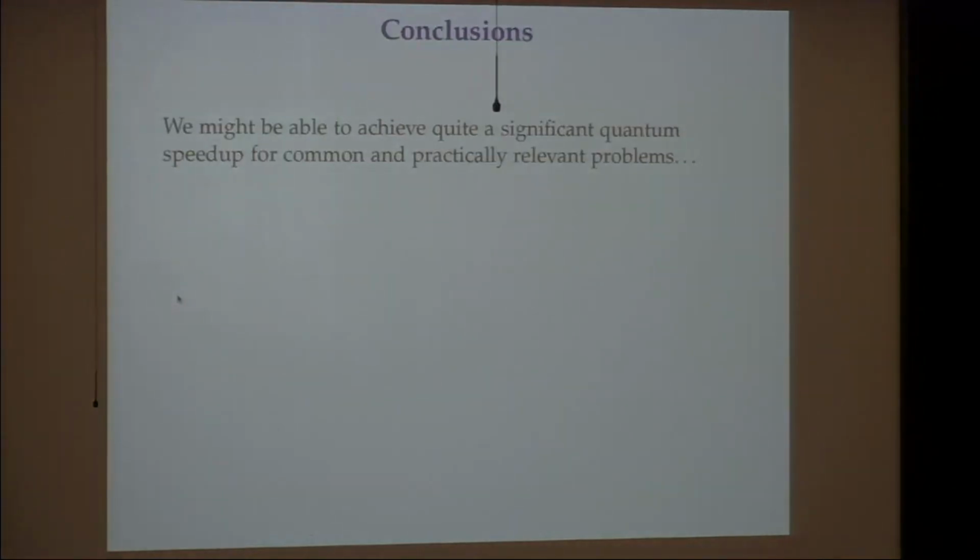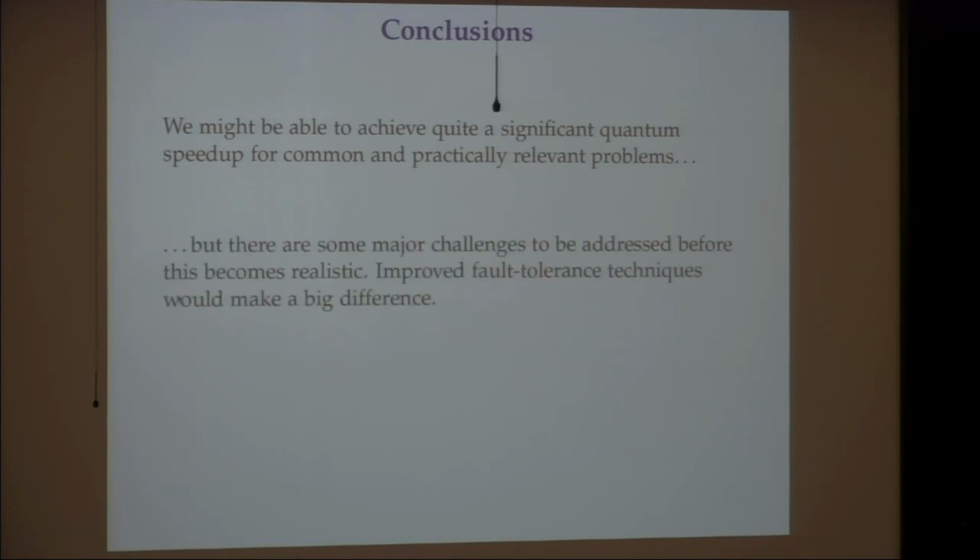Okay, so just to conclude my talk, I'd like to summarize that I think the message is good and bad news. We might be able to achieve a fairly significant quantum speedup for some very common problems that are of some practical relevance, which, at least to me, was not clear when we started this work. It wasn't clear to me that we would see any speedup at all for solving these NP-complete problems with a quantum computer. But on the other hand, there are a lot of challenges we need to solve before we get there. And if we had better fault tolerance techniques, this would really make a big difference. So this is everything I wanted to say, so thanks very much.